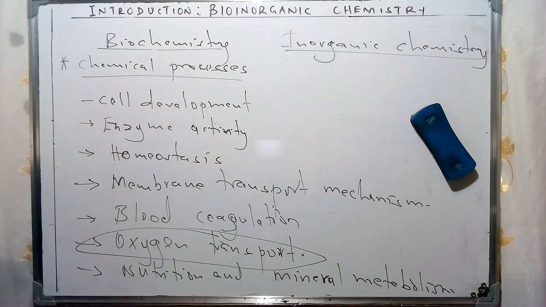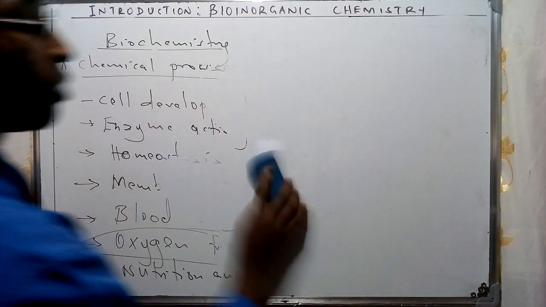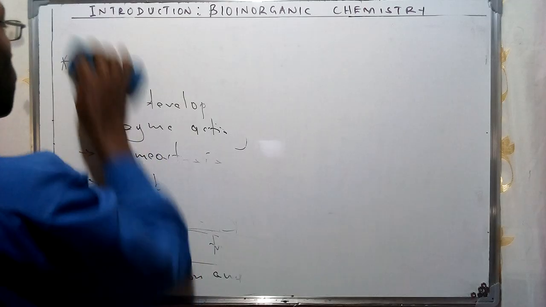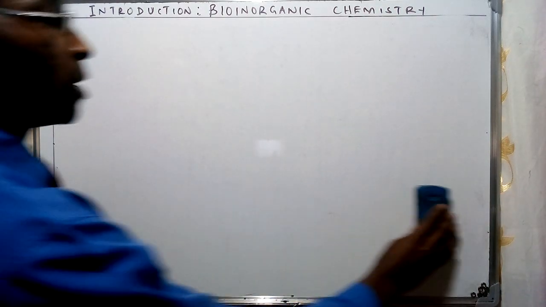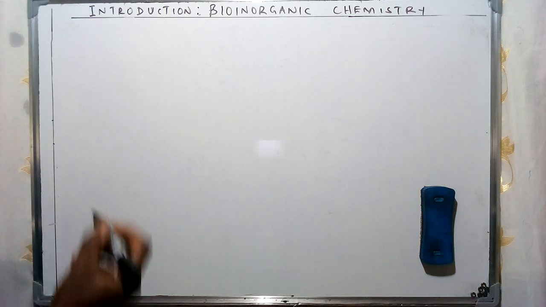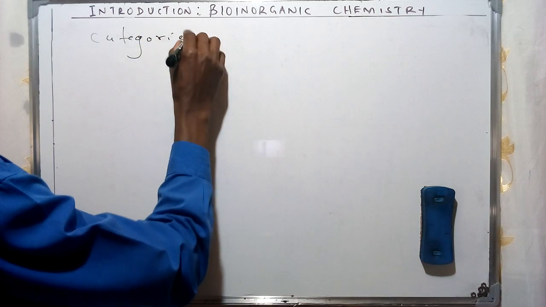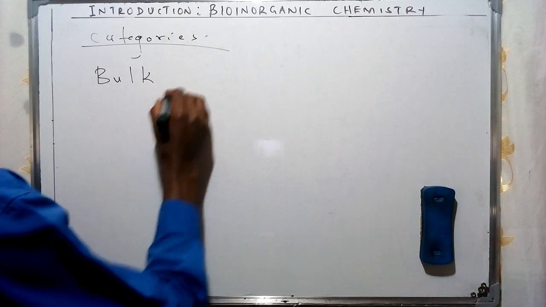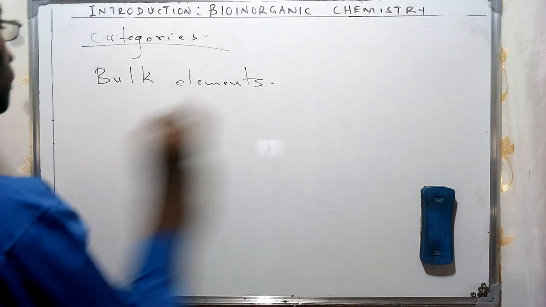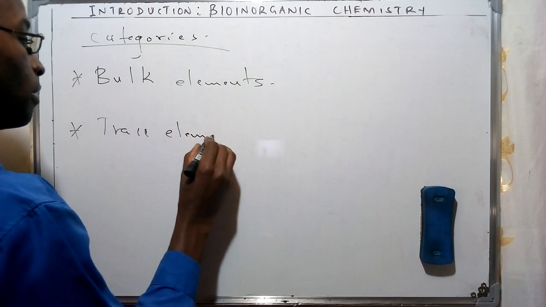Now we can categorize the various bioorganic molecules in a set of three, which constitute the bulk elements, the trace elements, and the ultra trace elements. This categorization is given in terms of the demands or requirements of these particular elements in our body or biological systems. So we can give a series of categories in terms of element requirement in biological systems, starting with bulk elements, and then we shall look at the concept of trace elements.